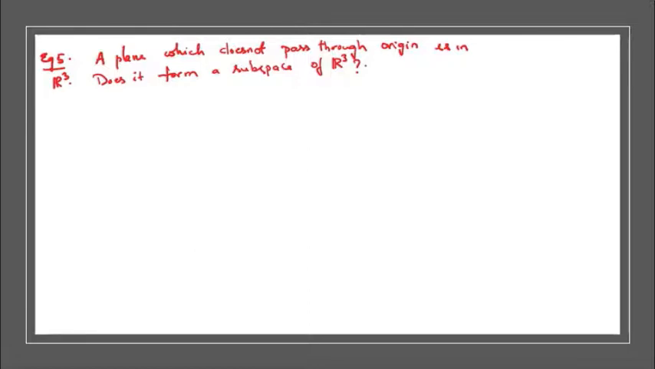So I am taking R3. What is the given vector space to us? R3, which is three-dimensional. So this is R3. This is origin, which you can even call the 0 vector here. This is x, y, and then z. This is R3.